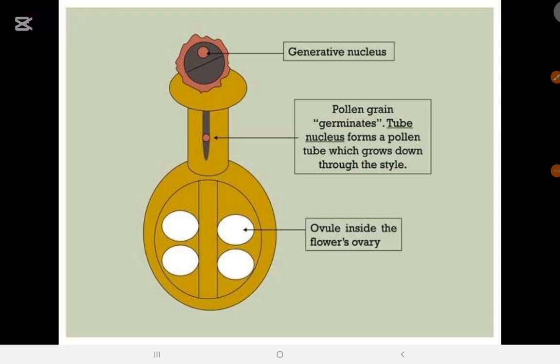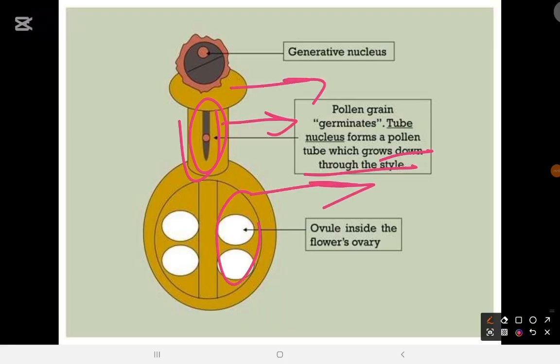So the pollen grain germinates into a pollen tube. This guy here is called the pollen tube. The tube nucleus forms a pollen tube which grows down through the style. This is the style, this is the stigma, this is the ovary. These are ovules inside the flower's ovary.